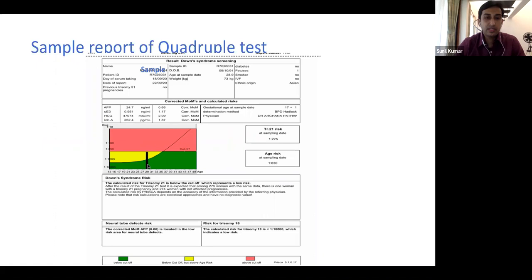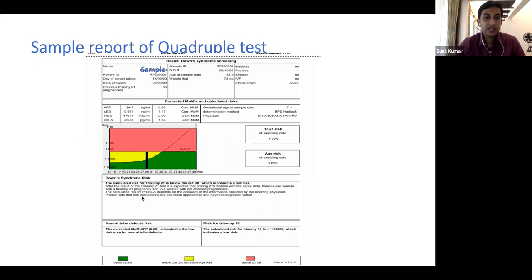Next, what to do if there is intermediate risk, I am going to explain in a future slide. So this Down syndrome risk tells us the calculated risk for trisomy 21 is below the cutoff. The cutoff in this lab is taken as 1 in 250, which represents a low risk. After the result of the trisomy 21 test, it is expected that among 275 women with the same data, there is 1 woman with a trisomy 21 pregnancy and 274 women with unaffected pregnancies. So this is what the screening report says. Out of 275, 1 can be affected, not all the babies.